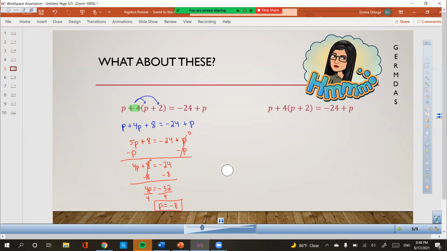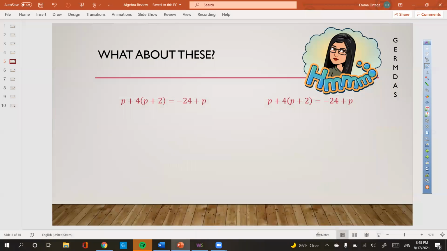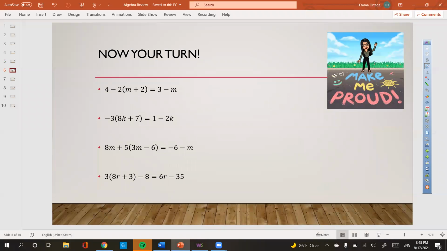So now I want you guys to go ahead and try the following 4 problems right here. They look a little bit intimidating, but I want you to try them on your own. Okay, first get rid of those parentheses and then put letters with letters and numbers with numbers. Okay, make sure you double check your answers. And in a little bit, I'm going to be showing you the answers. But again, try it on your own. I want to know what you know, and you want to know what you do know. Okay, so take your time.